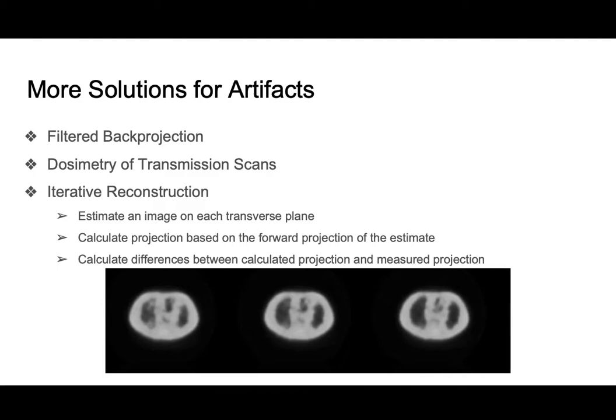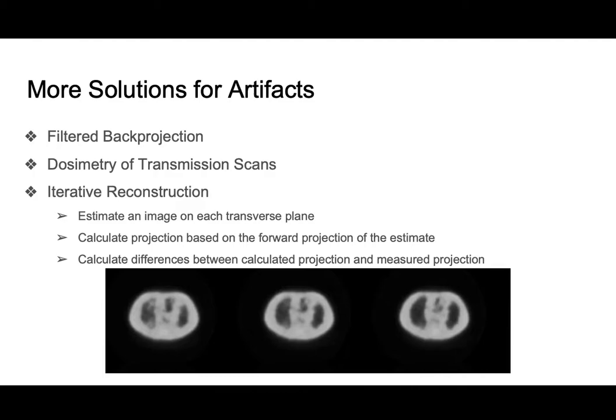The dosimetry of transmission scans is a solution to the insufficient transmission count density. The dosimetry can calculate the effective dose needed to perform a scan with the external radionuclide sources, and the iterative reconstruction is an algorithm to do a rapid reconstruction of the attenuation map. Basically, it generates a model and performs a rough estimate for the image on each transverse plane.